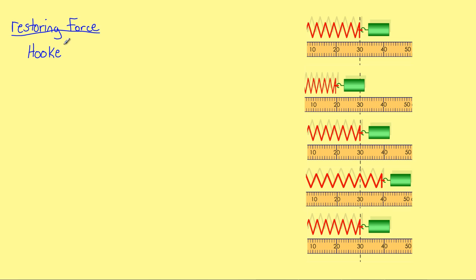All right? And that is the restoring force. So F restore is what we'll call it. The restoring force on a spring is equal to negative kx. Now x is the displacement and k is the spring constant, and that's specific for each individual spring. Now this negative sign here just shows us that it's going in the opposite direction of the displacement.